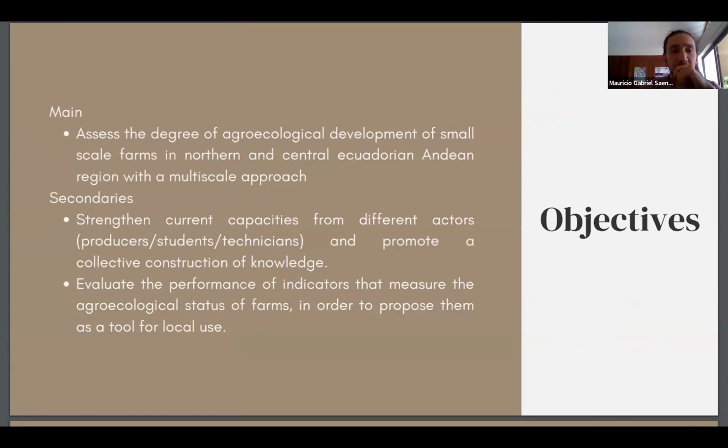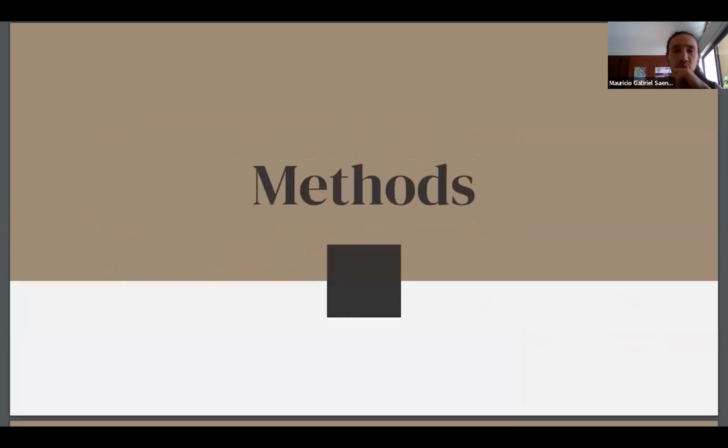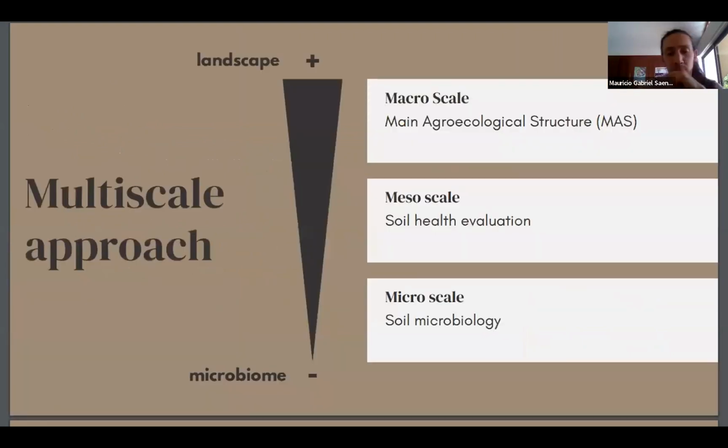So my study focuses on assessing the degree of agroecological development of small-scale farms using a multiscale analysis, and it is a collaborative investigation that aims to strengthen current capacities from different actors and evaluate the performance of these indicators as a way of measuring agroecological transformation. So first, we talk about a multiscale approach. We go from the landscape, through the main agroecological structure methodology, which I will detail next, to a mid-scale, which is the soil health evaluation, and a microscale, which consists of assessing soil microbiology.